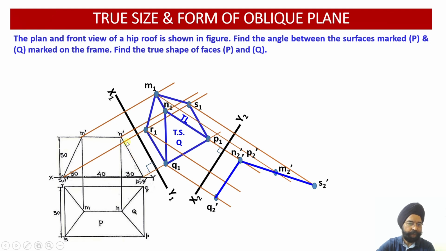So P dash, Q dash and N dash, because NPQ was the edge view. So the distance of N dash, P dash and Q dash from the x1 y1 will be the same. So please check distance of q2 dash, distance of n2 dash, distance of p2 dash, they are all the same. So n2 dash, p2 dash and q2 dash will all have the same distance from the xy line, because n dash, p dash, q dash was parallel to x1 y1.